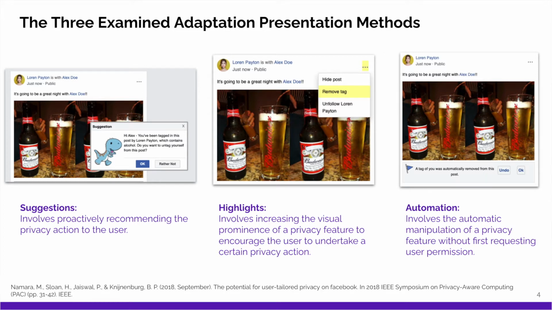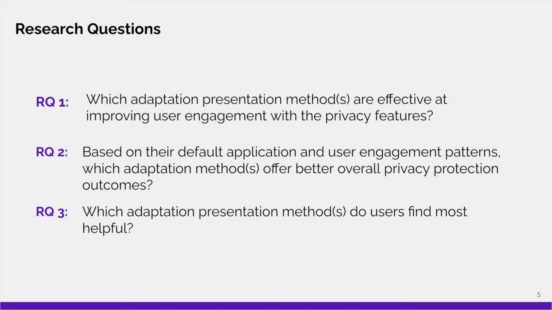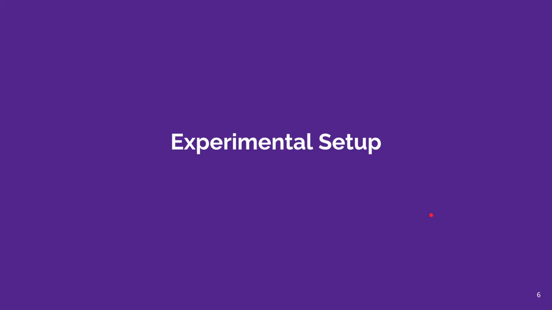Now, inspired by this work, we wanted to examine three research questions. Number one, which of the three adaptation presentation methods proposed by prior work are effective at improving user engagement with the privacy features? Number two, based on their default application and user engagement patterns, which adaptation presentation methods offer better overall privacy protection outcomes? And number three, which adaptation presentation method would users find most helpful? To do this, we set up an experiment that helped us answer these research questions.